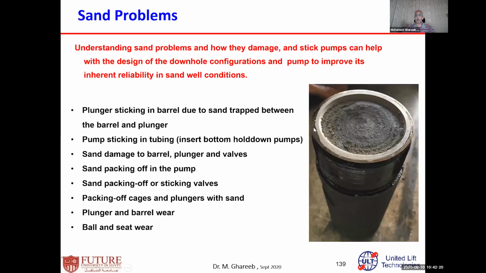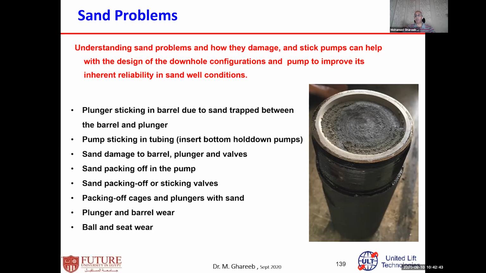See this pump, it is completely plugged with sand. Sand can create different problems. I need to understand what type of problems can be created, and how to avoid the sand. Sometimes you are forced to produce sand. If I am forced to produce sand, then what type of configuration do I need to have downhole?